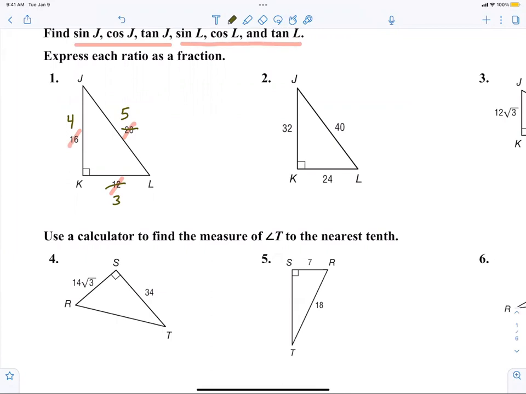So if I ask you, what's the sine of J? Everyone would tell me it is 3 over 5. If I said, what's the cosine of J? Everybody would tell me 4 over 5. And if I said, what is the tangent of J? 3 over 4.